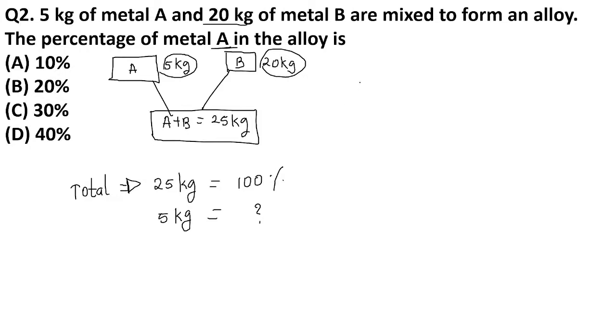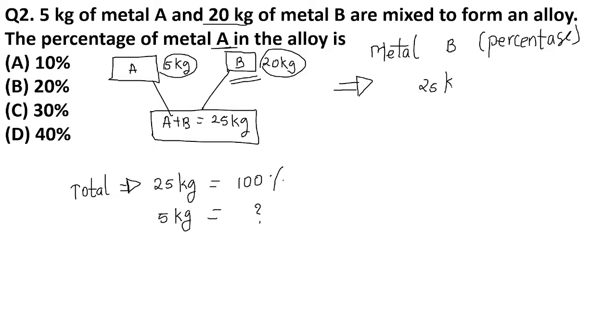Clear? Students, if they ask you the percentage of metal B, if they ask you to find the percentage, at that time what are you going to do? You know one thing, that total mixture is 25 kg and total is always equal to 100%. We have to find the percentage of metal B. At that time metal B given is 20 kg. So 20 kg is equal to how much percent? This is the only way we can approach the answer.